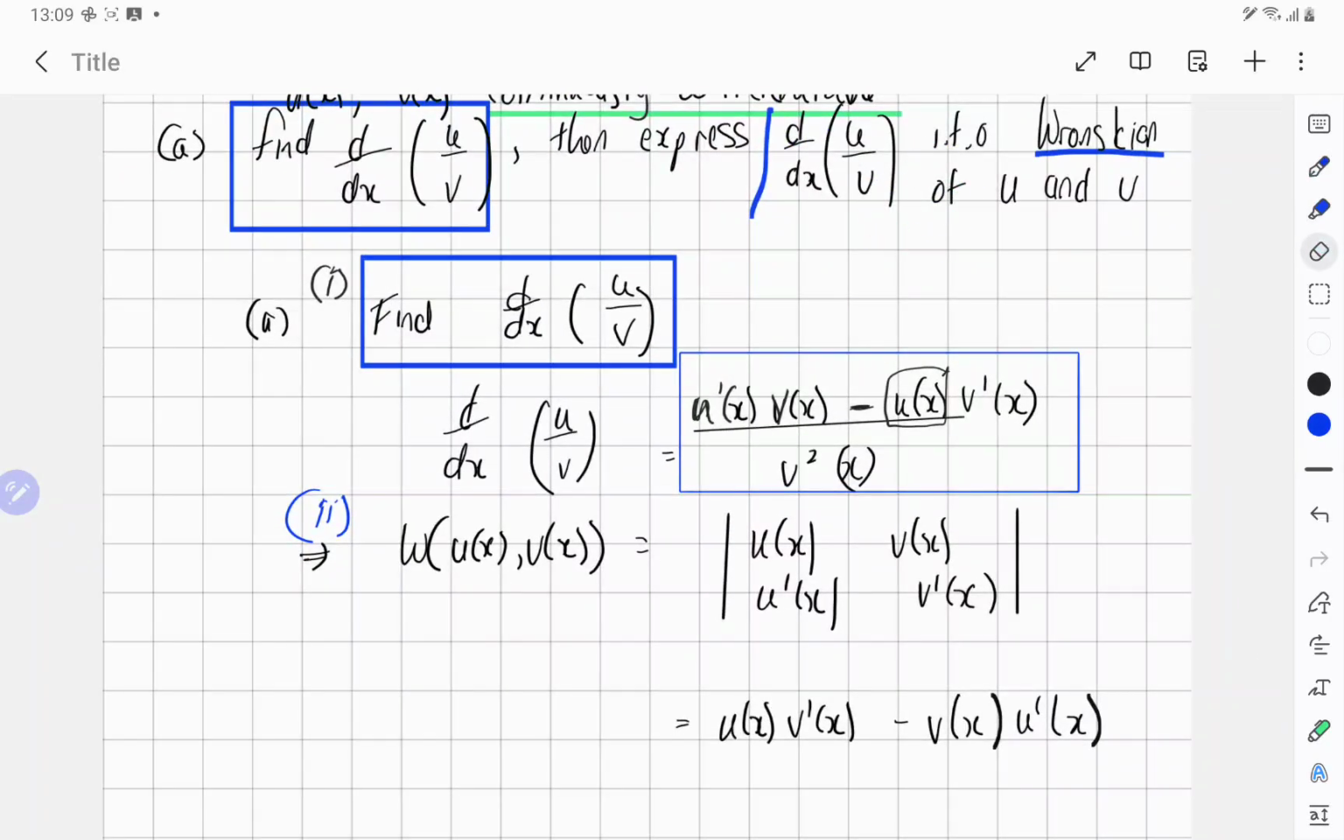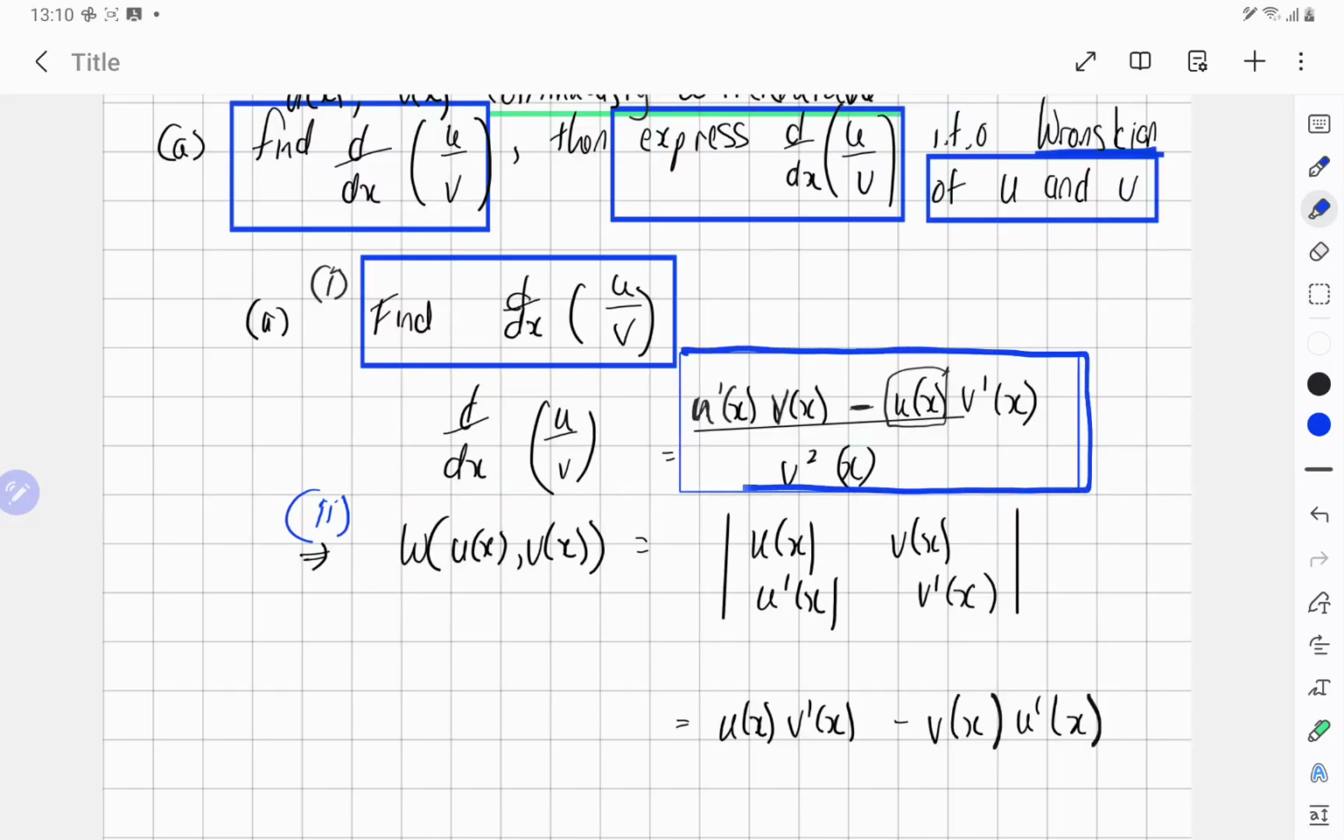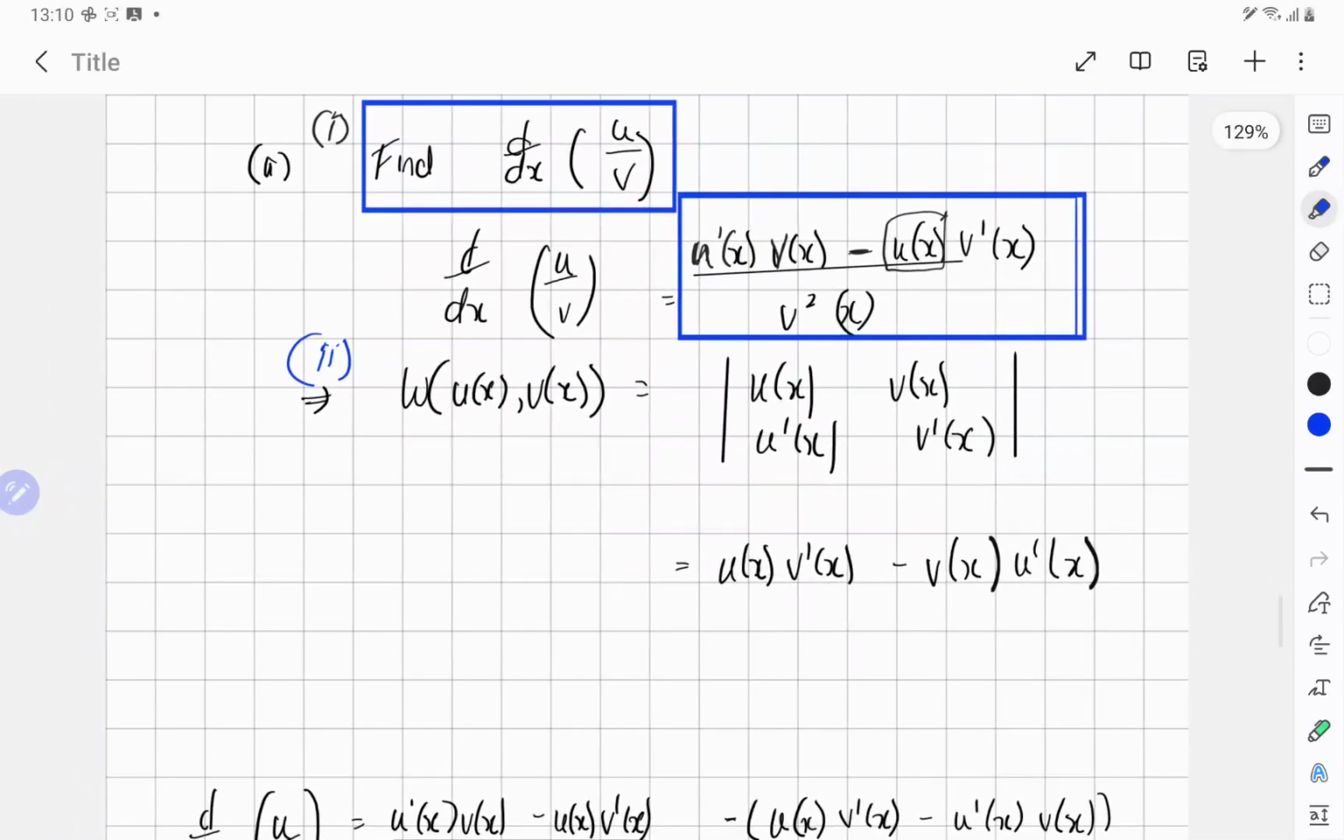They ask here to express the derivative that I've just gotten in terms of my Wronskian of u and v. So what do we want to do? We want to first get the Wronskian of u and v. Now just recall from what we've just done earlier, the Wronskian of two functions.